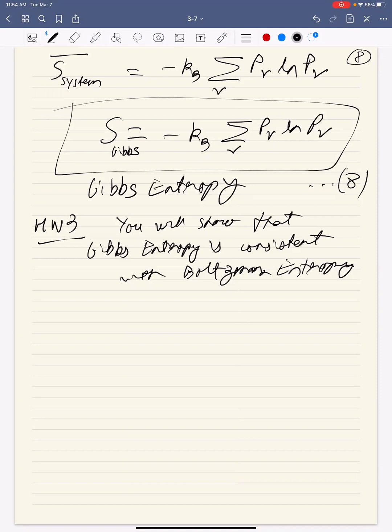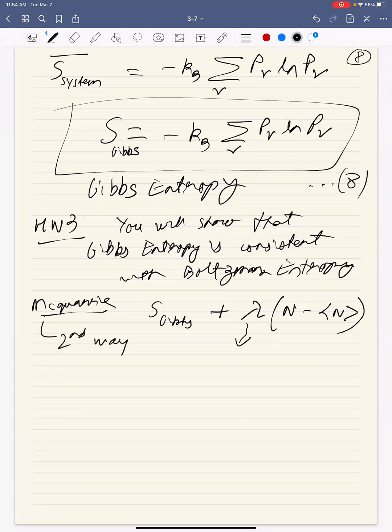In McQuarrie's book, to derive other ensembles, they take this Gibbs entropy and add Lagrange multipliers, which enforce, for example, the number to be the same as the average value of things like this. And then they do the math and show this Lagrange multiplier is equal to the chemical potential and things like that, right? So you're welcome to go and read that approach. That is a second way to derive ensembles. We don't do that over here. This is not the only way to derive ensembles.